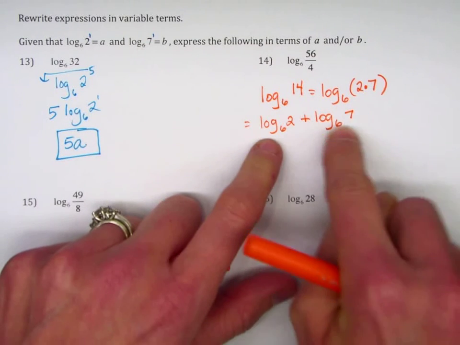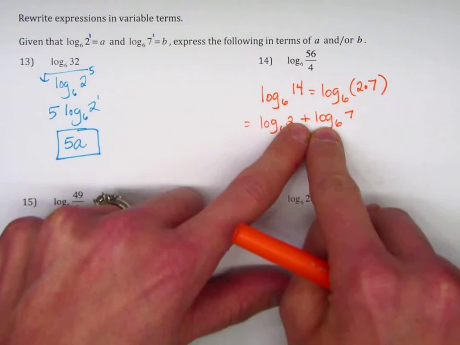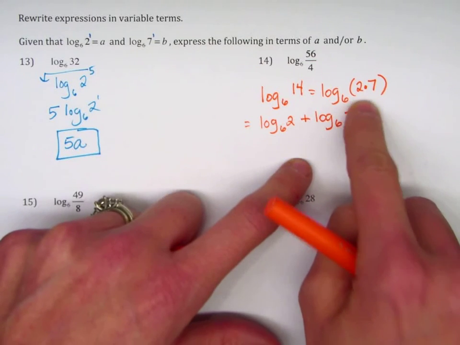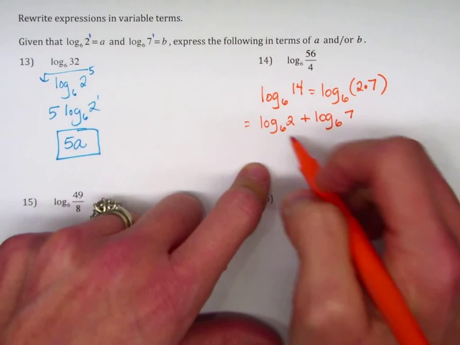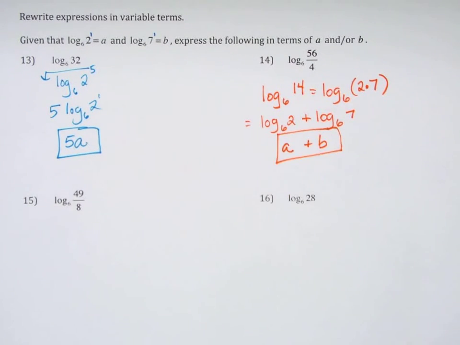So this is our product rule. These two multiple logs, same base, you add them together, it's the same as the log of the product. Okay? Once we have this, here is our A, here is our B. So A plus B.